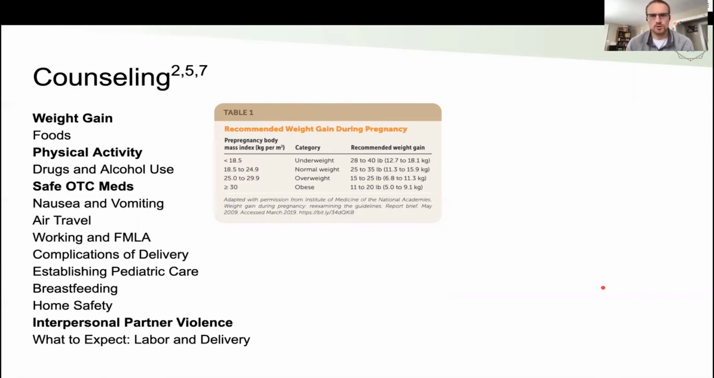One is weight gain. It's a common question. There is recommended weight gain. The estimated caloric increase that a mom needs is not an extra meal a day for the baby, more like an extra PB&J, right around 300 calories or so. So this little table here shows you what the recommended weight gain is based off of the initial pregnancy BMI.